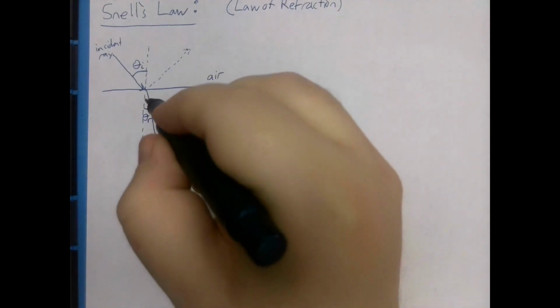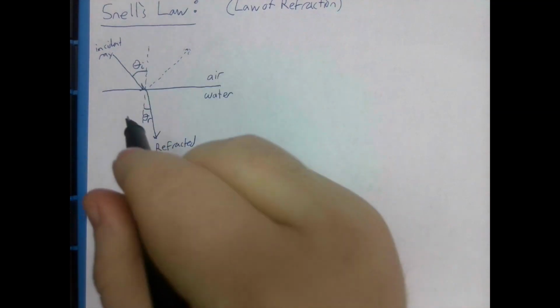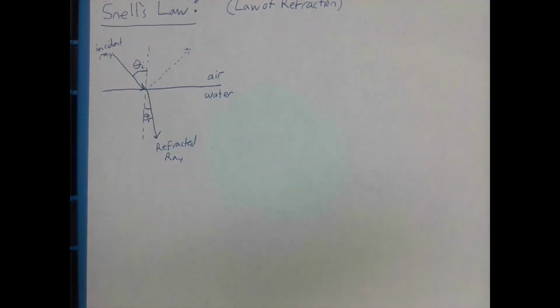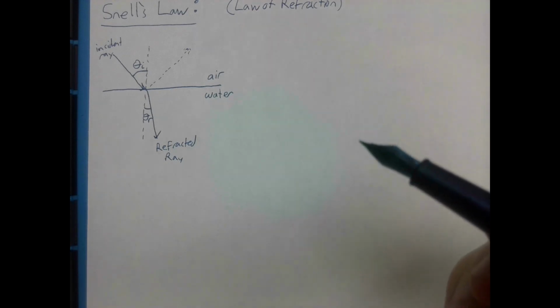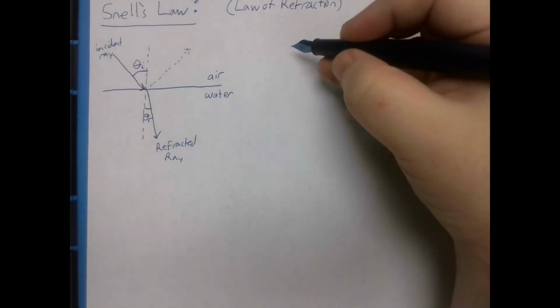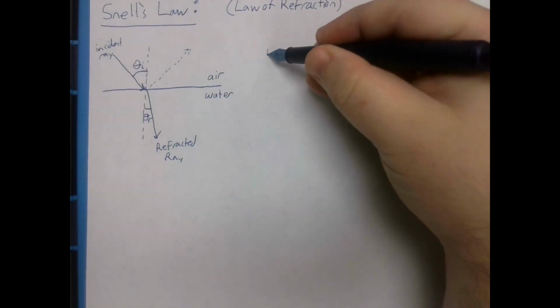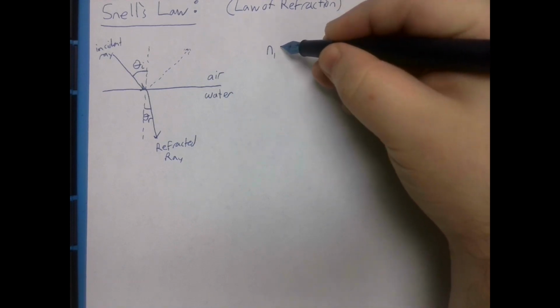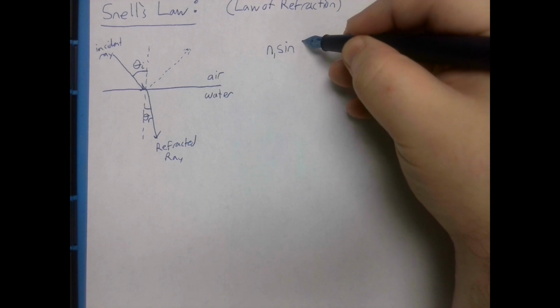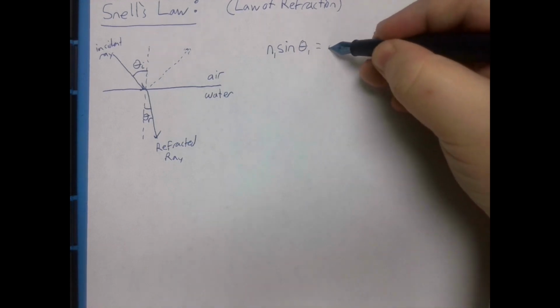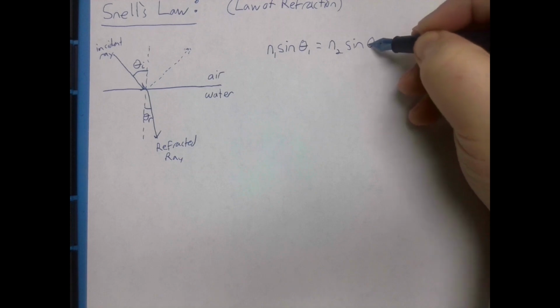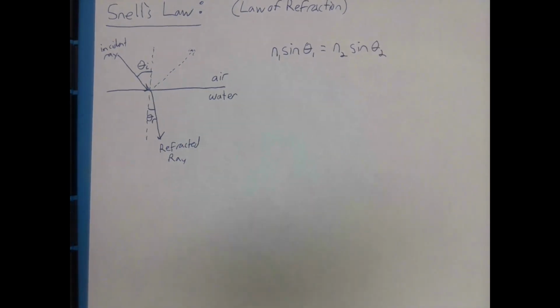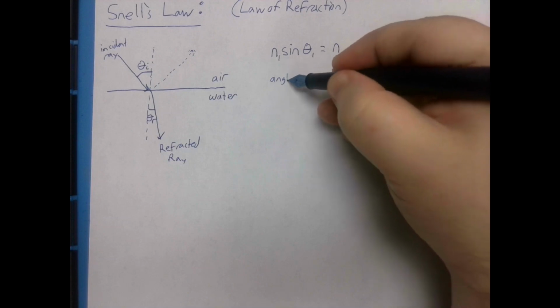Whenever you go from one material to another, the speed of light, the speed of a wave actually changes. Light actually slows down when it enters different materials. The equation for this is N1 sine theta 1 is equal to N2 sine theta 2. Angles are always measured from the normal line.